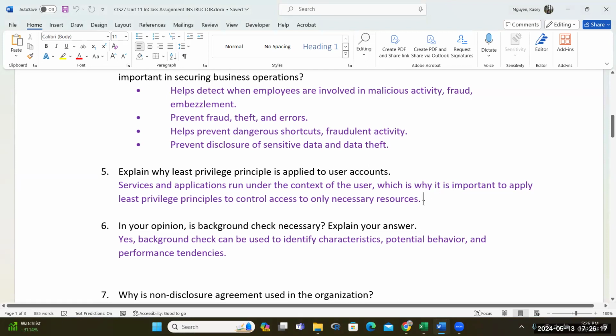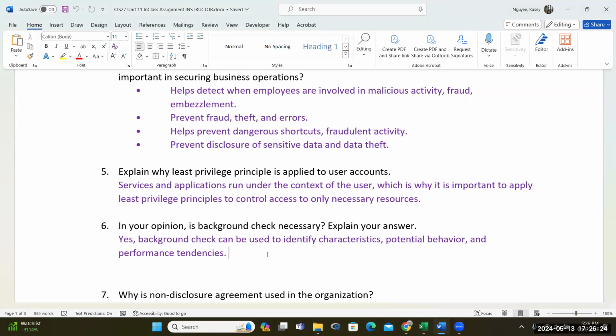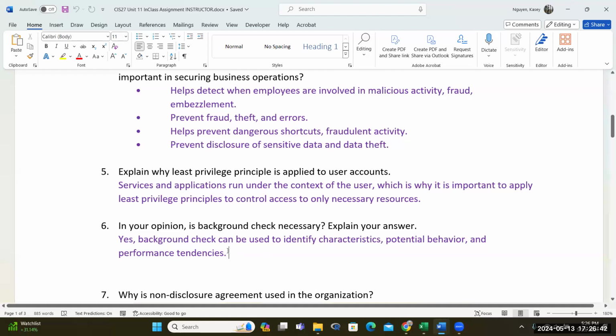And as far as background checks, this is important. In IT, this is a common thing for us. We have access to sensitive data. Whether you work for the private sector or public sector, I think the public sector tends to require more background checks. They do a lot of credit checks, and if you are a service technician, sometimes also a driving record check. But a background check really identifies some of the characteristics or potential behavior and performance tendencies.